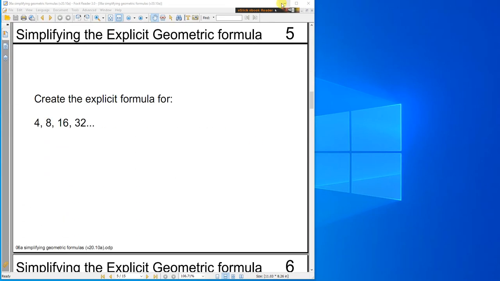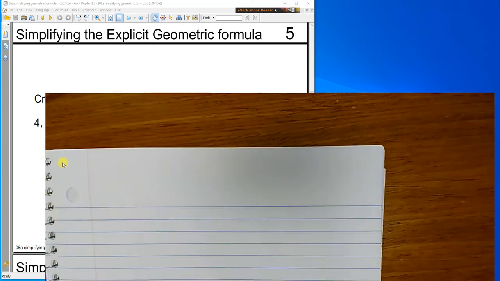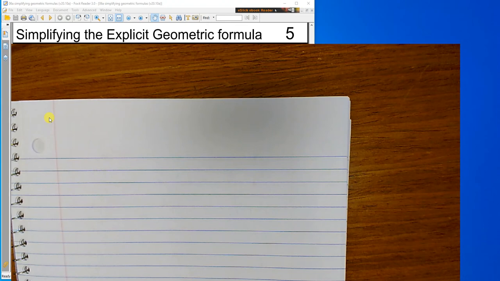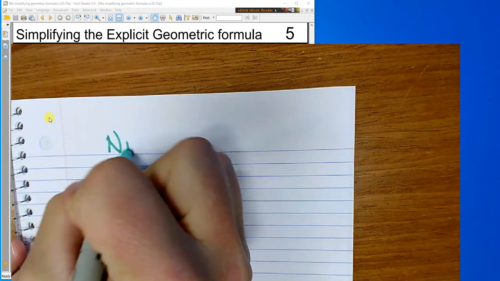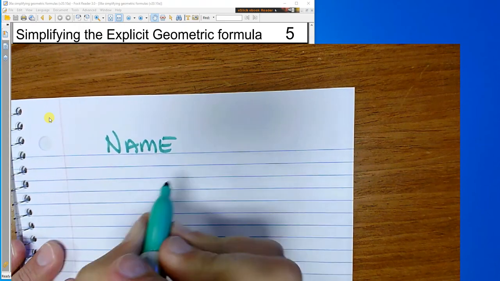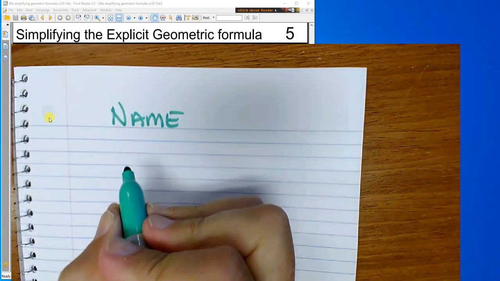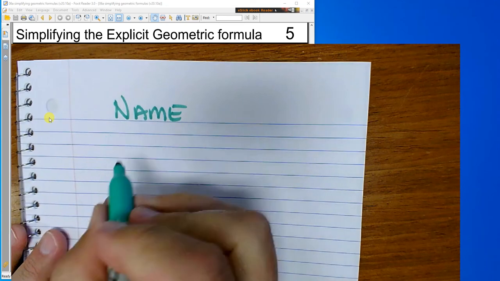So let's start with your name and the title of the notes, which is simplifying the explicit geometric formula. So here we go with the notes. Start with your name at the top, and we are simplifying the explicit geometric formula.